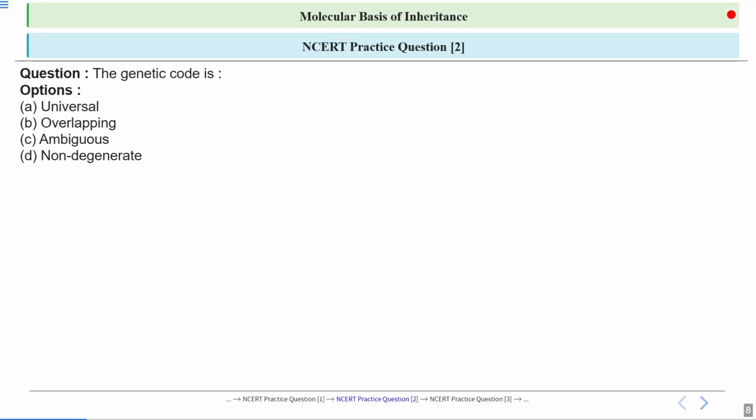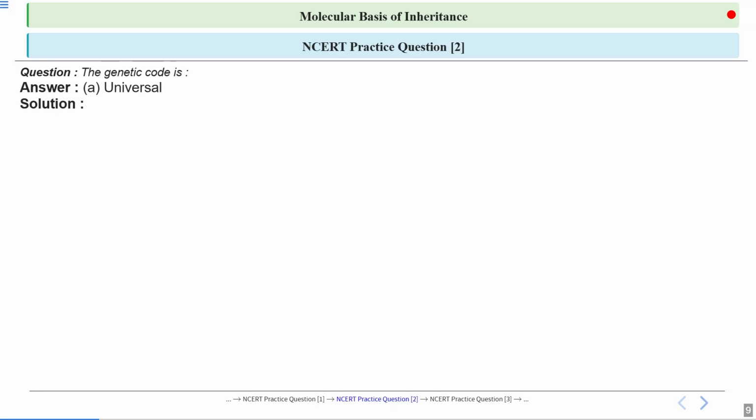The next question is: genetic code is it universal, is it overlapping, is it ambiguous, or is it non-degenerate? What is the correct answer? Let's have a look at the answer. Genetic code is universal. This is the correct answer.